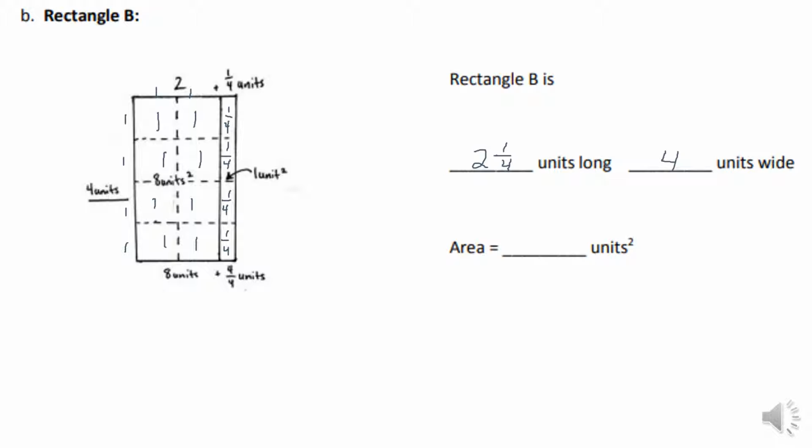When we add these up, they added them up horizontally, so I'm going to go vertically. This one here would have been 2 1/4. This one would have got 2 1/4, this one would have got 2 1/4, and this one would have got 2 1/4. We add them up and went 8, 4/4, which would give us 9. So we have a total of 9 units squared.